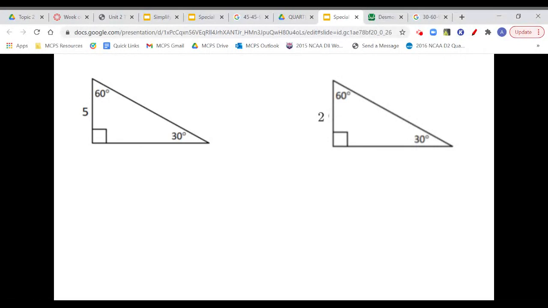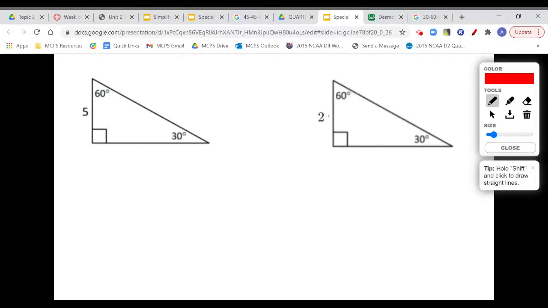So I'm looking at these triangles. They're not isosceles. Every angle is different, so every side is different. These are scalene triangles. And I'm only given one side, so I can't just jump to using the Pythagorean theorem right away. I am going to start by using trig to solve.